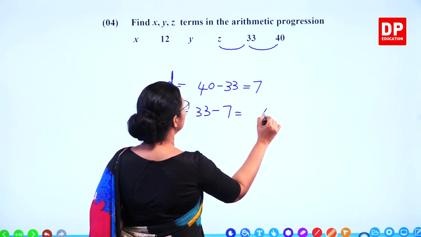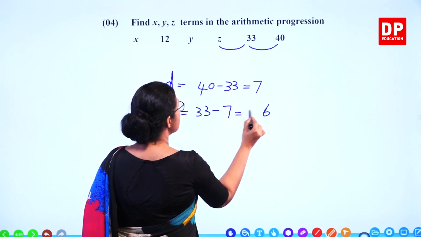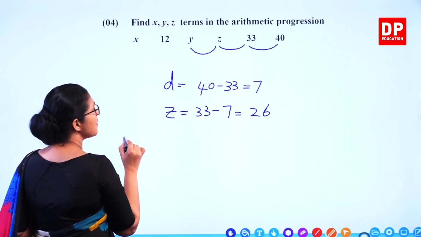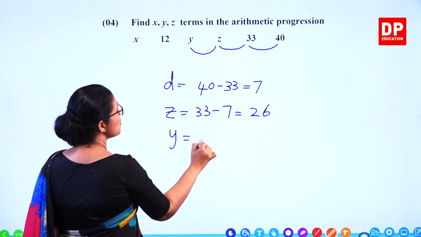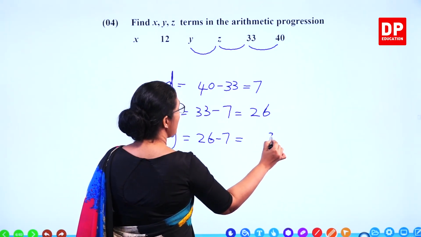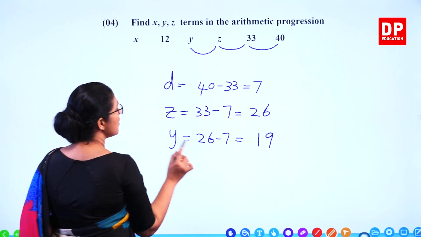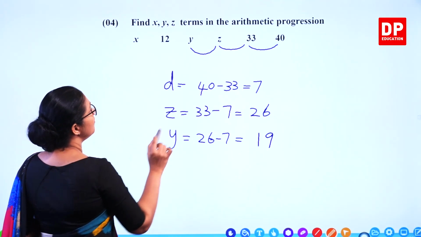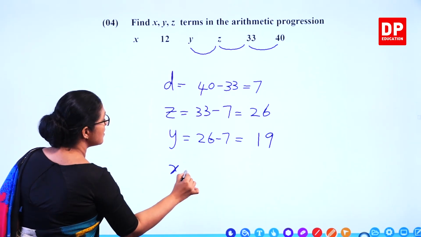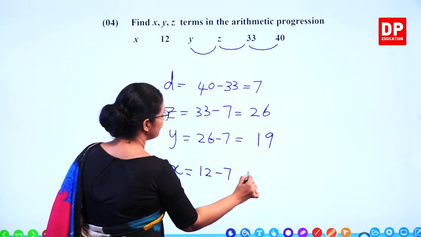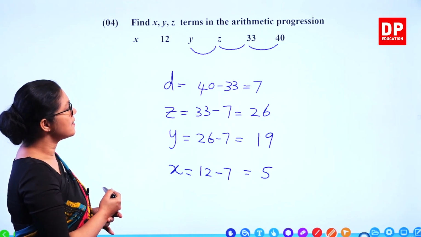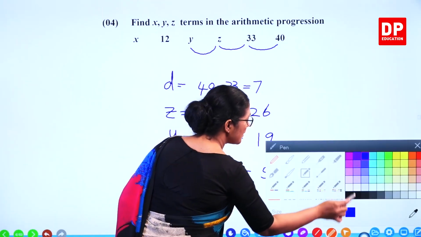You get 26 as z. Then again subtract 7 from that. So that becomes y. 26 minus 7, you get 19. That's y. 19 minus 7, 12. How do you find x? 12 minus 7. That's 5. So we found all the values for x, y, z. So you get 2 marks for that.